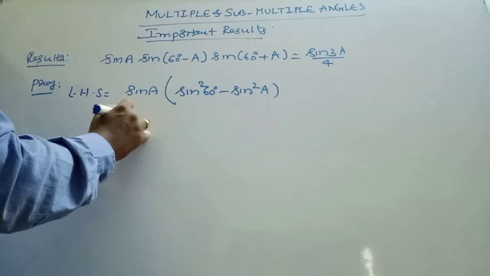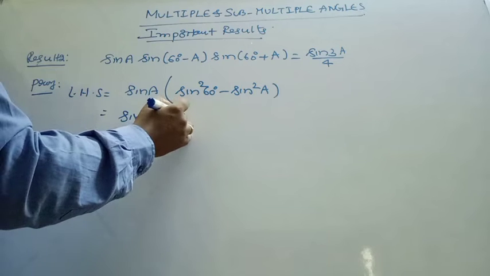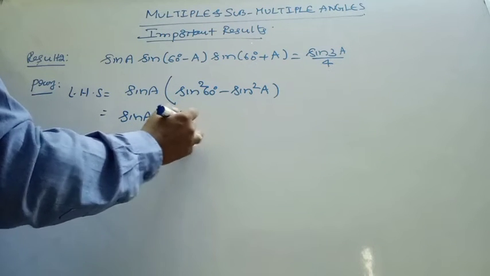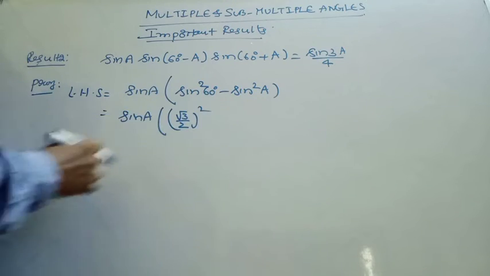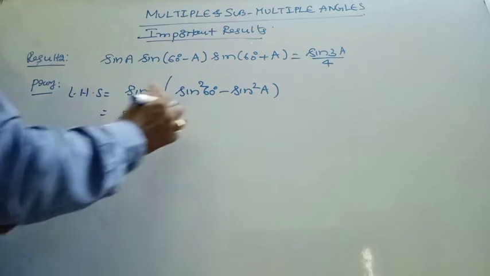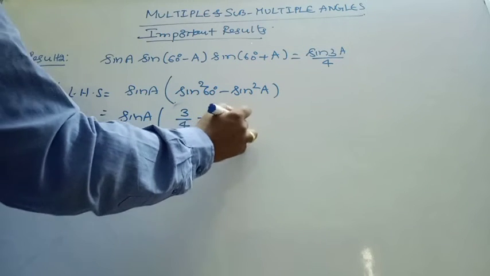Now this equals sin A into sin square 60 degrees, that is root 3 by 2 whole square. That becomes what? Root 3 by 2 whole square means what? 3 by 4. This is what now? 3 by 4 minus sin square A. You are having like this.